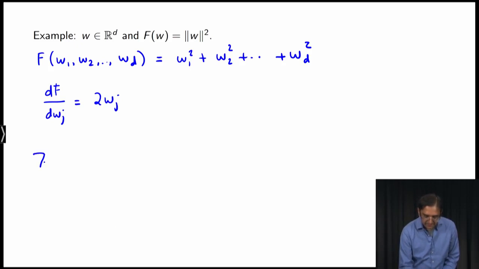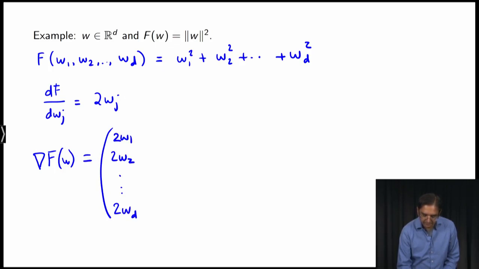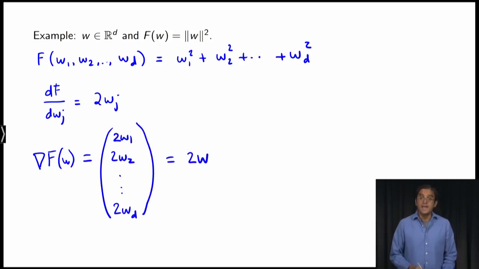And putting these together in a vector, we find that the derivative at w is 2w1, 2w2, all the way to 2wd. In other words, it's 2w. Again, a d-dimensional vector. So in general, if you have a function of d variables, then its derivative is a d-dimensional vector. Okay?